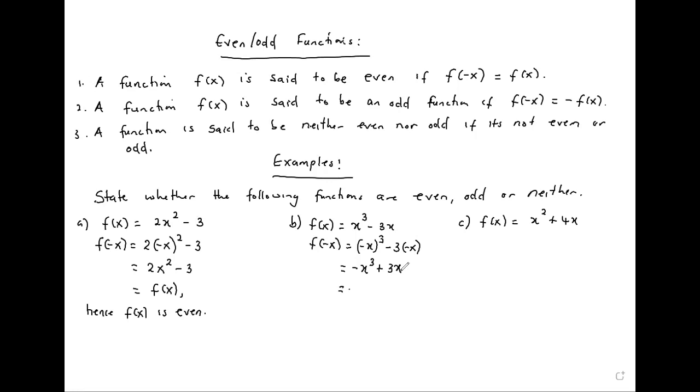You proceed and factor out the negative, so you get negative of x cubed minus 3x. If you check what we have in the brackets now, it's exactly the same as f of x. So this is negative f of x. What does it mean? It means that f of x is an odd function.